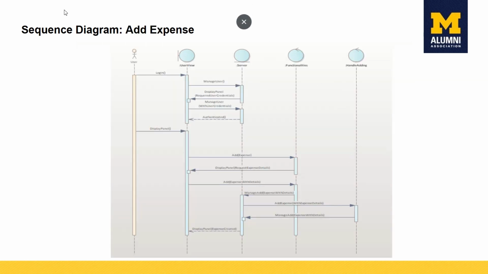The other sequence diagram is for adding an expense. So first, we suppose that the user already signed up, and they will first need to log in. So they will say, I want to log in at the user view, and the user view will send to the server to manage a user.